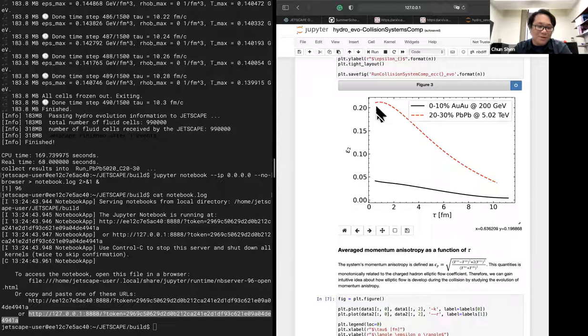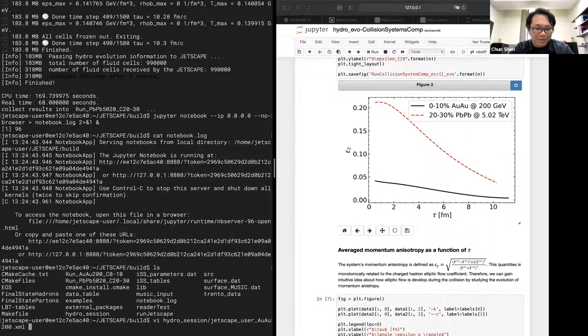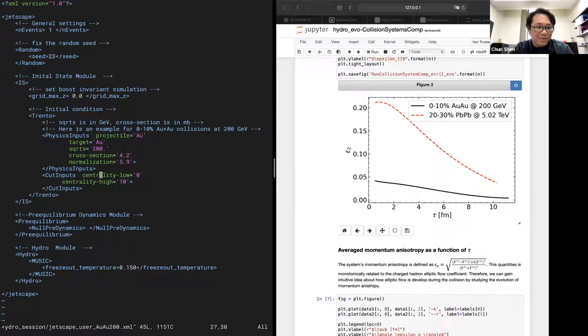But since you pose these good questions, you can also test your intuitions using JETSCAPE by just changing the XML file. In your case, if you want to compare both 20 to 30% gold versus lead, I can basically modify my XML file here by changing from 0 to 10% to 20 to 30%. That will help me perform a simulation for gold at 20 to 30%.